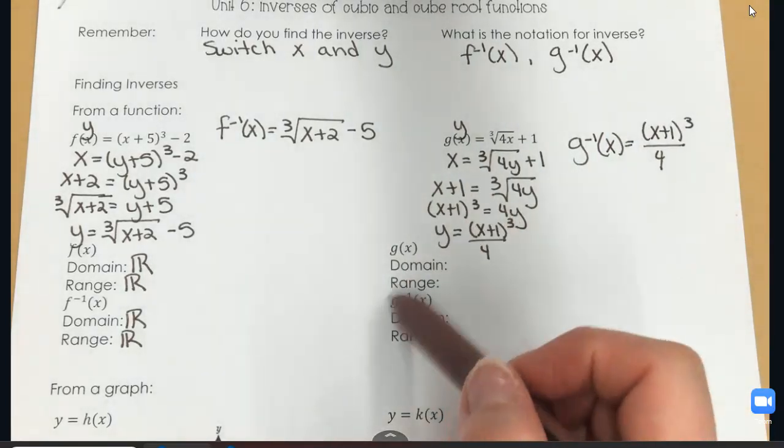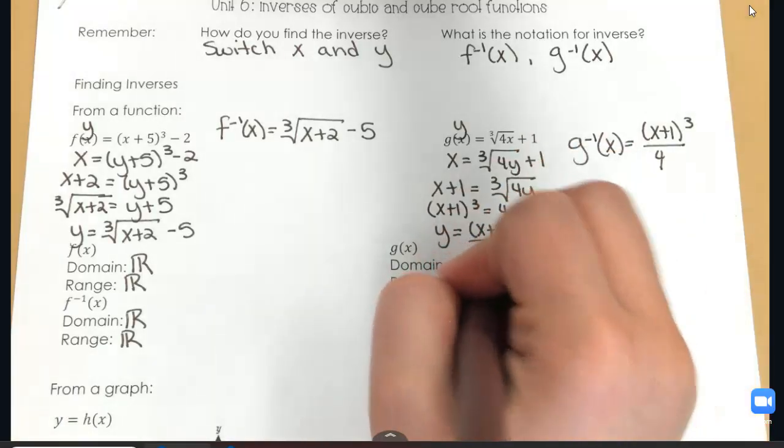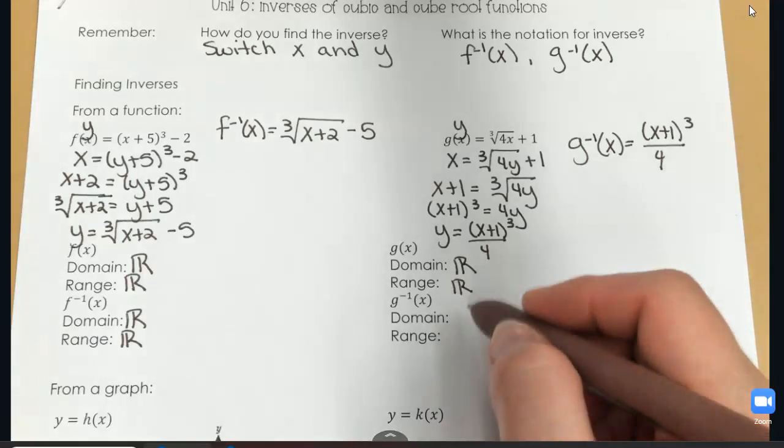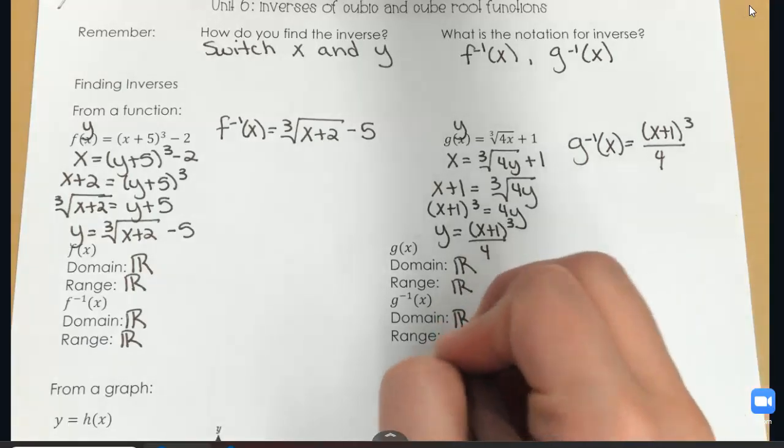And then again, my original function was a cubic, which means domain and range are going to be all real numbers. And so for my inverse, it's going to stay the same.